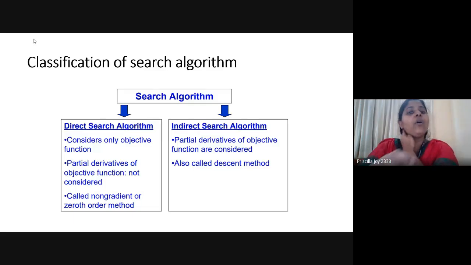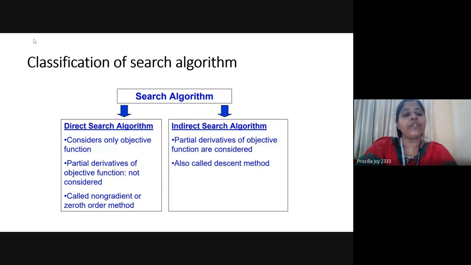Now we can see what are all the search algorithms which are available. The search algorithms which are available are direct search algorithms as well as indirect search algorithms. In the case of the direct search algorithms, it will be considering only the objective function and proceeding. The partial derivatives of the objective function are not considered. As in the case of indirect search algorithms, we will be considering the partial derivatives too for the objective function, and we will be proceeding.